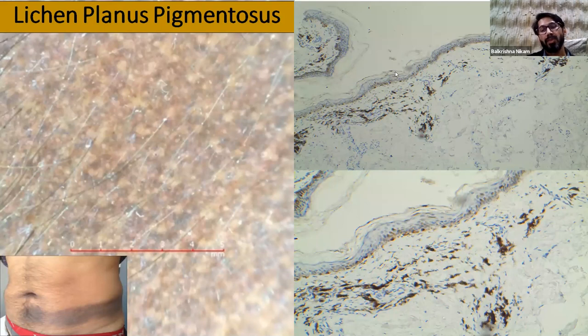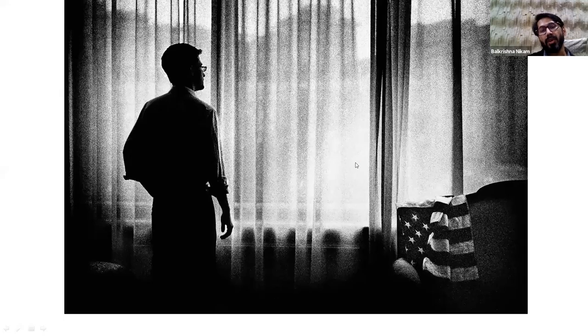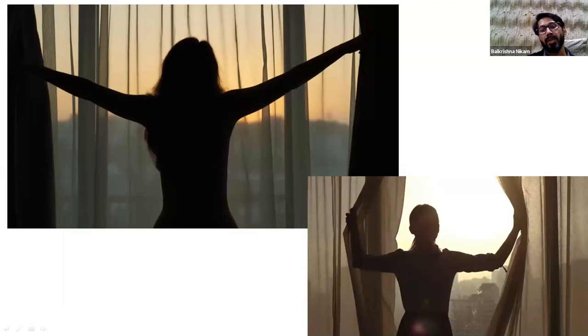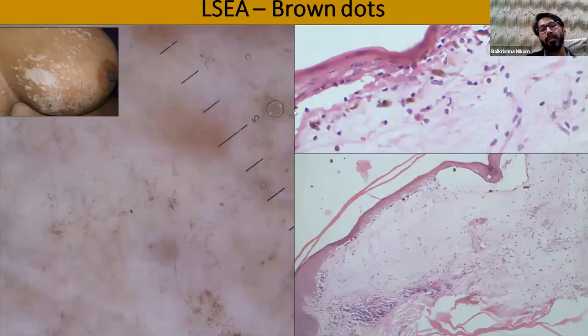So these melanophages in lichen planus pigmentosus appear more slate gray in color, while they are more brown in lichen sclerosus. So this is a melanin curtain through which you are seeing, and when you open it, you will see a very clear picture. That's what I'm talking about, the melanin curtain. Whenever the melanin curtain is lost in an inflammatory process, you will be able to see the whitishness more, and that will permit the deeper dermal structures to be visible clearly.